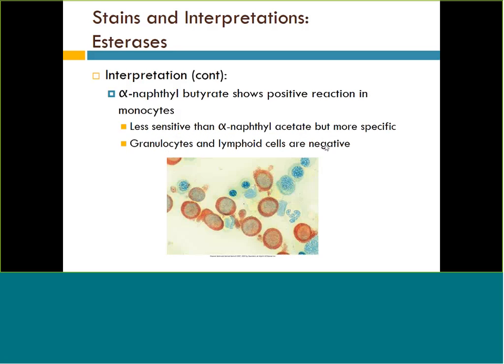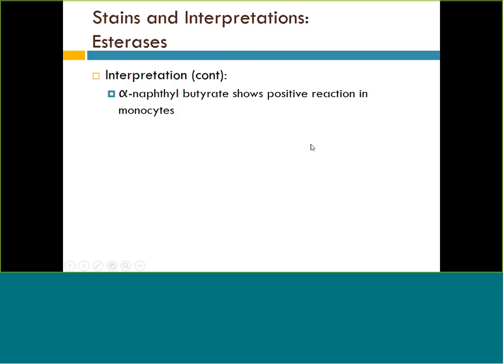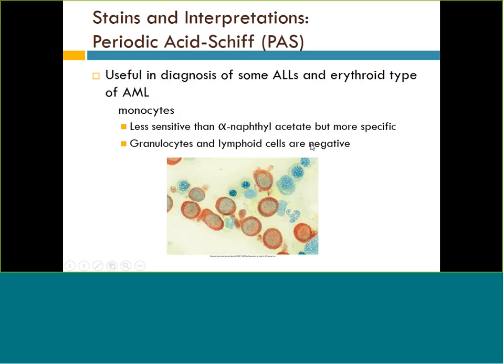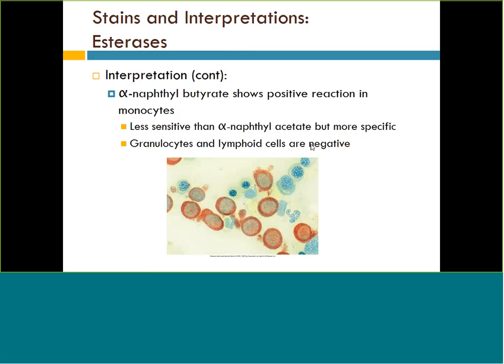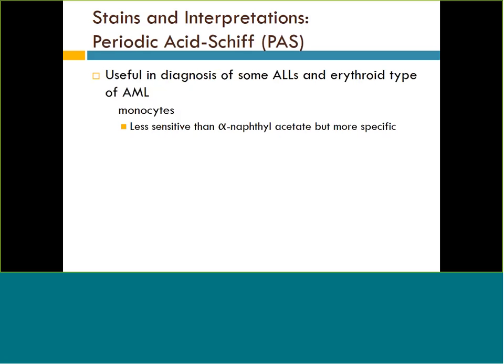So there's the butyrate one, again, showing a positive reaction in monocytes. So esterases get a little confusing, but just remember the names of the two non-specific and that they're both used to stain positive for monocytes. And then remember the name of the specific esterase, and then that's used to stain myelocytic cells.